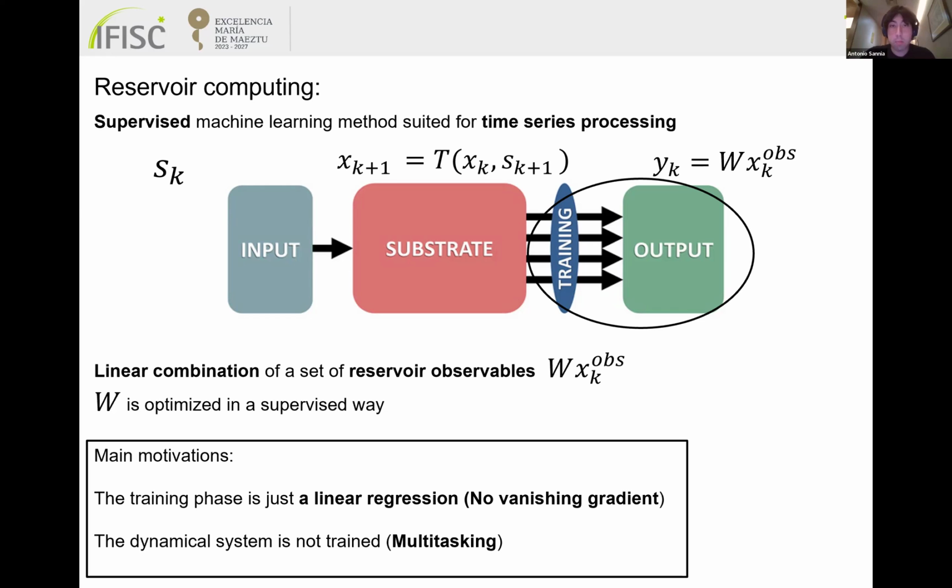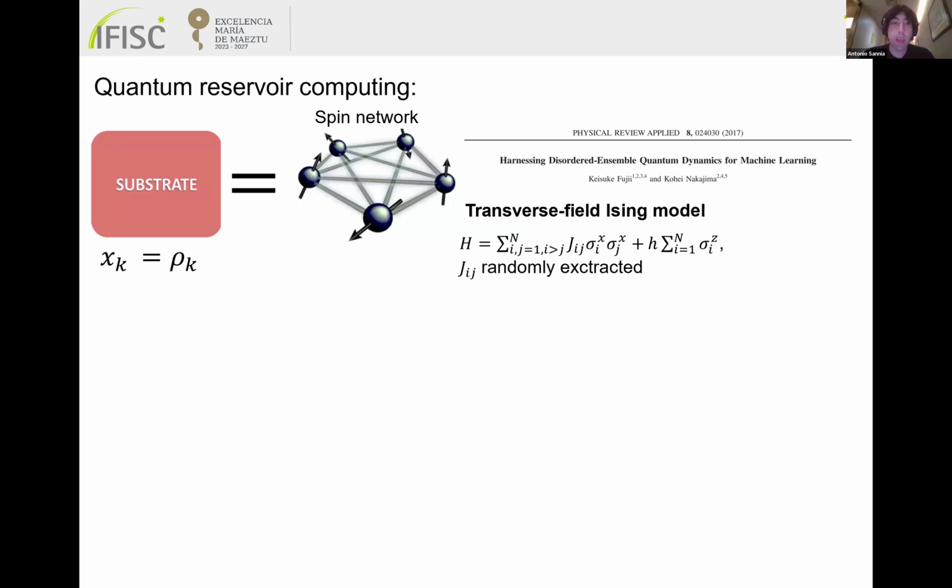Having said that, I can now switch to the quantum case. In the quantum case, the state of the reservoir x_k is, more generally, the density matrix of the system.